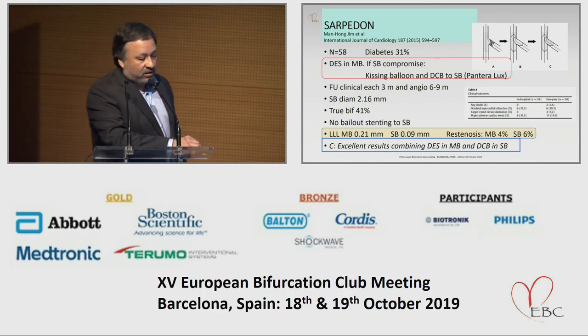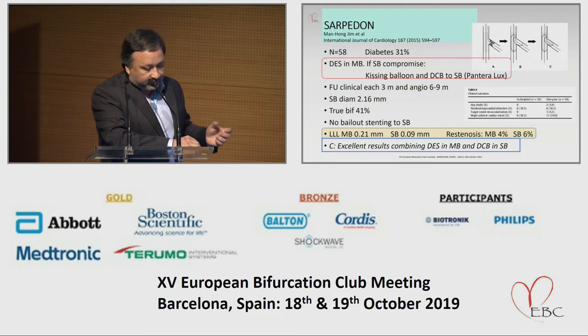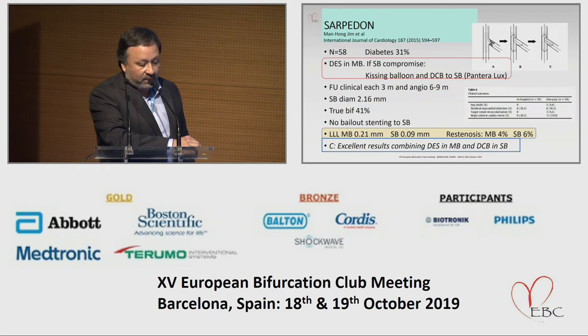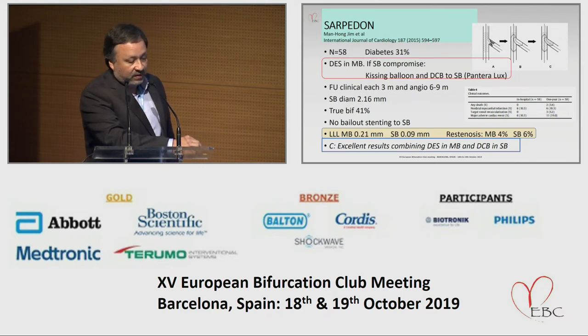Finally, the Sarpedon trial shows a comparison after they put a drug eluting stent in the main branch. If they have a pinching in the side branch, they go through kissing balloon and then use the Pantera Lux, also a drug coat balloon, in the side branch. So the inclusion was after putting the DES in the main branch. They also have angiocontrol between 6 and 9 months, and they report late lumen loss in the side branch of 0.09 millimeters and restenosis in the side branch of 6%. So they also conclude an excellent result combining DES in the main branch and drug coat balloon in the side branch when you have a pinching after provisional technique.